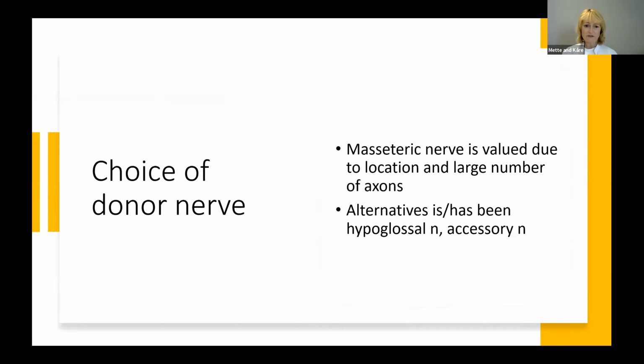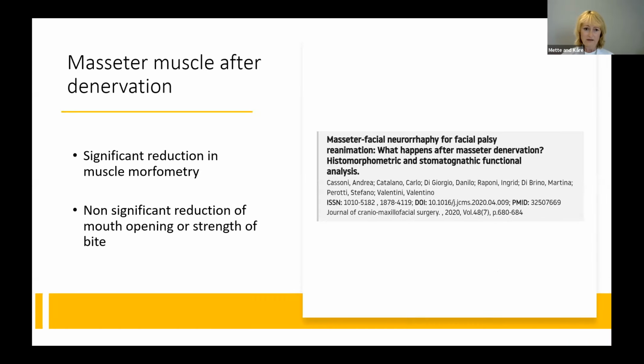So the choice of donor nerve has also already been covered. Our favorite is the masseteric nerve because of where it is located, and also because of the large number of axons. It has probably 1,300 or 1,500 axons, depending on who you ask. There are a lot of alternatives. The accessory nerve has also become increasingly popular in plastic surgical units, maybe particularly in Asia, I think. We prefer the masseteric nerve here.